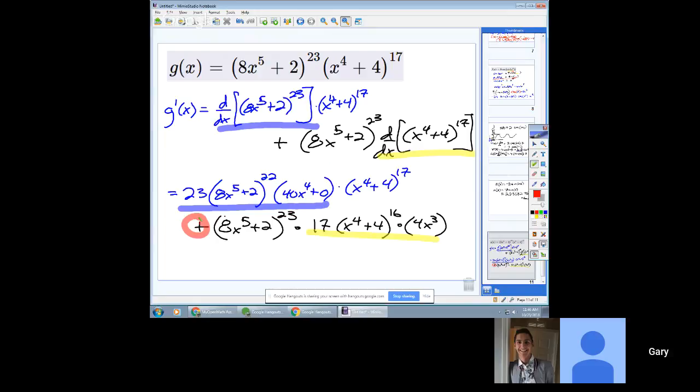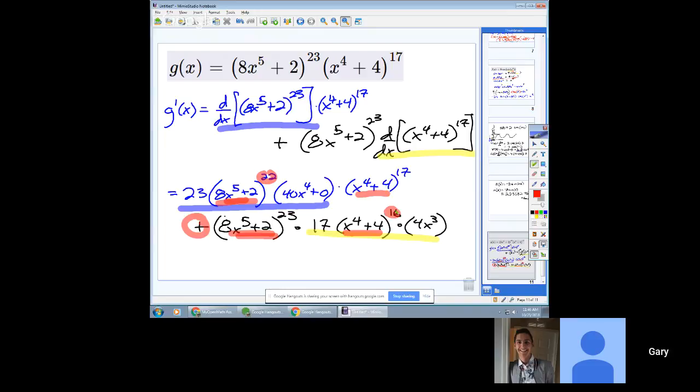There's 8x to the 5th plus 2 is common. There's some of those here and here. What's the most I can find in common between there and there? 22 of them are in common. And over here, there's some x to the 4th plus 4 in common. There's 16 of them at most in common. The other ones got a little extra.